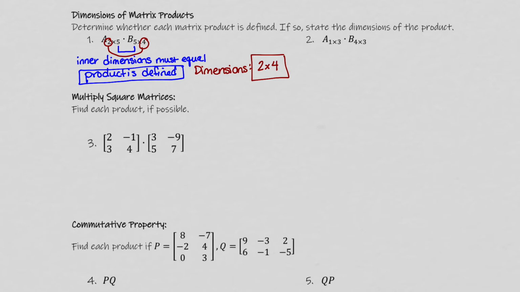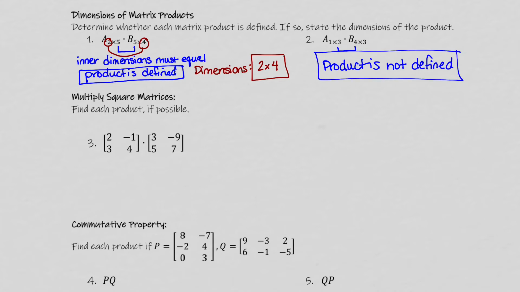If we look at number 2, we needed to first figure out, can I even multiply these together? Look at the inner dimensions, the columns from the first one, the rows of the second one. 3 and 4 do not equal, so the product is not defined. And therefore, we can't do it, so we won't have a final matrix that has set dimensions.